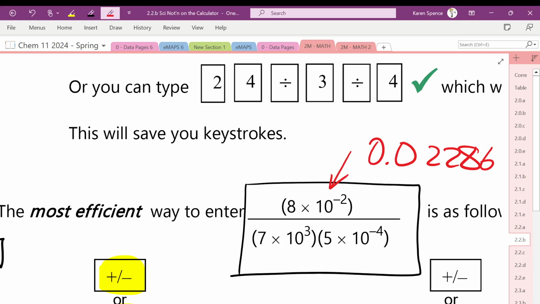Okay, we can hold it up. Let's just start getting rid of that. So we're going to go 8, and then times 10 to that.